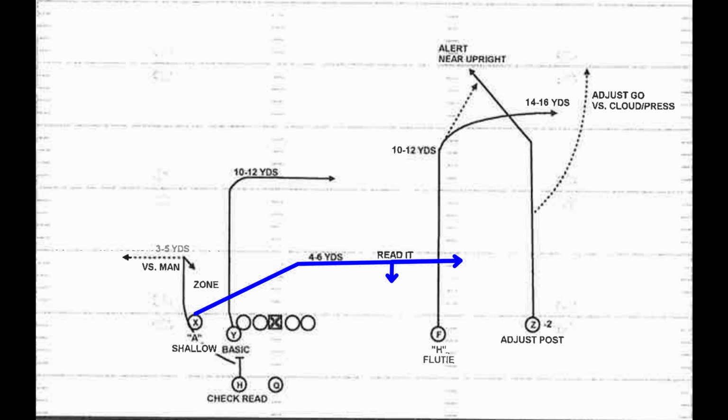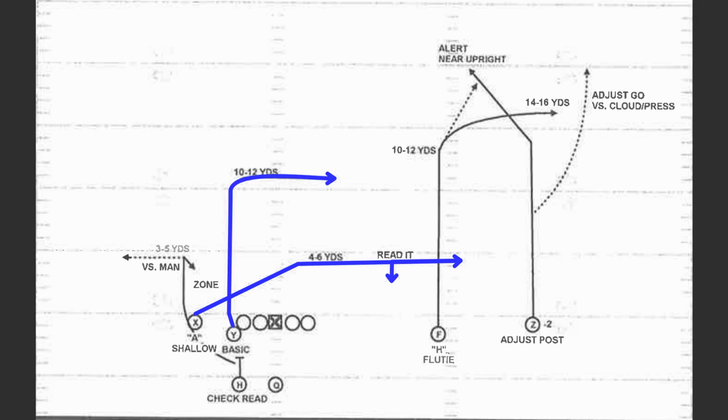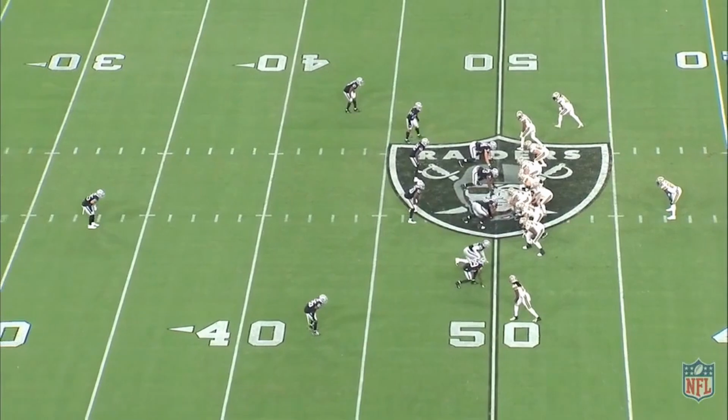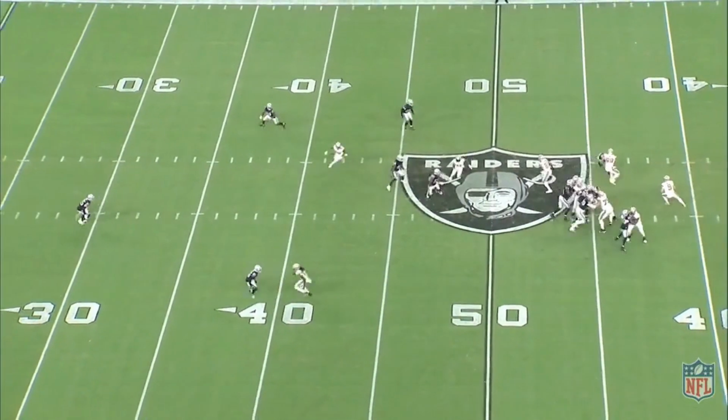If they encounter man coverage, they're going to continue to run across the field. The other route is the inside receiver running a 10 to 12 yard basic or a hard in. With those two routes, the concept attacks the underneath defenders. Whatever that defender does, the quarterback throws off of their movement.